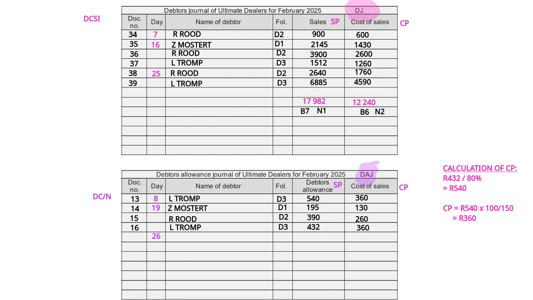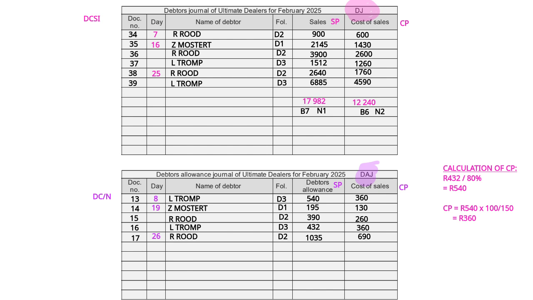Then on the 26th, we issued credit notes to Ruth, 1,035 for inventory returned, and L Trump, 1,890 for trade discount omitted. So an error was made on Trump's account. So let's first do the first entry on the 26th. We're just going to follow on. So it's number 17. Our debtor is Ruth. It's debtor 2. 1,035 under debtors allowances, and the cost of sales is 690. We say 1,035 times 100 divided by 150.